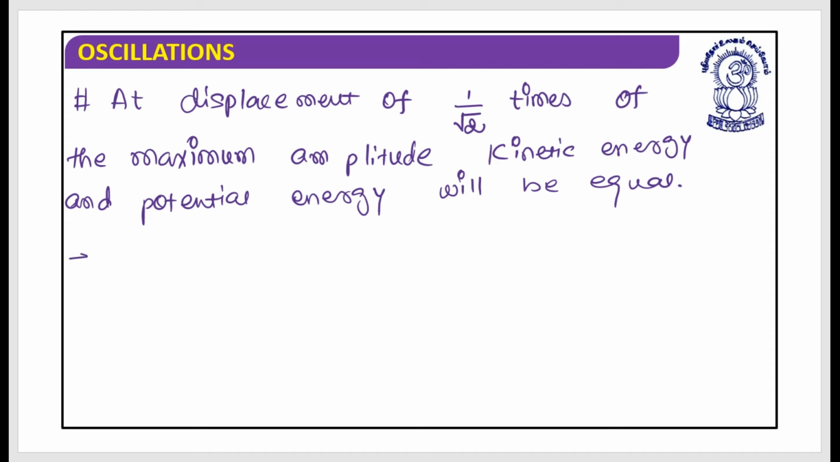And when this happens, this will happen at t equals T by 8. So this is 1/8 of the time period when the potential energy and kinetic energy of the particle performing an SHM will be equal. I hope this is clear. Is it clear?